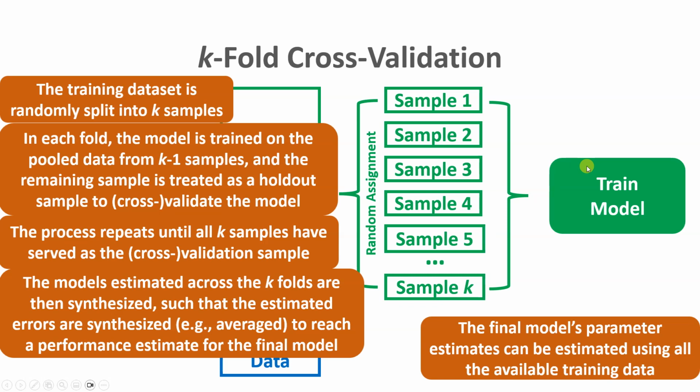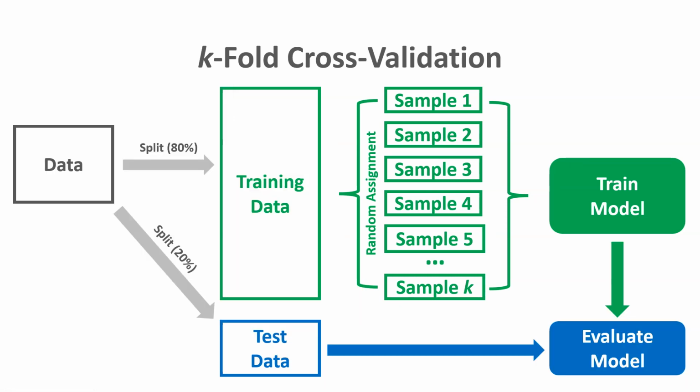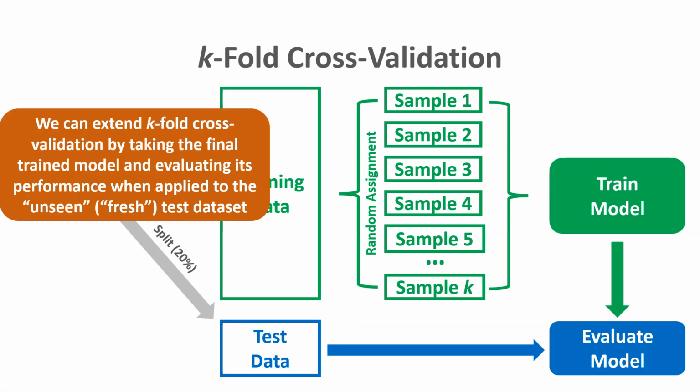So the final model's parameter estimates can then be estimated using all the available data from our training data set. After that, we can then extend the K-fold cross-validation process by taking the final trained model and evaluating its performance when applied to the unseen or fresh test data set. Because remember, the initial model was not trained using any of that test data. That was kind of the last holdout sample there.